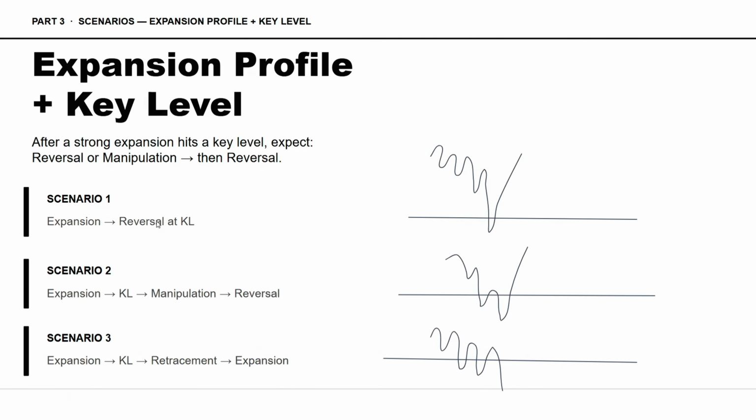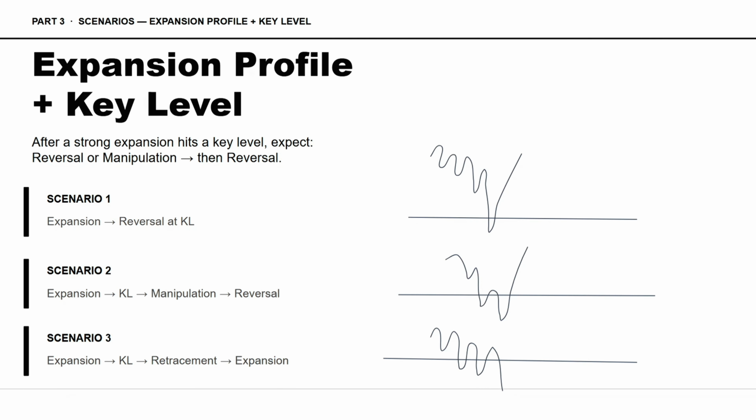As you can see here again on this picture, you see an expansion, and as soon as it hits the key level it reverses. In the second scenario you see an expansion, it goes to the key level but it digs deeper, forming a manipulation. When you see a manipulation you can take a pair that is correlated to the pair you are trading, and you wait for the SMT to be formed before you enter, and then a strong expansion to the other side happens and that forms the reversal.